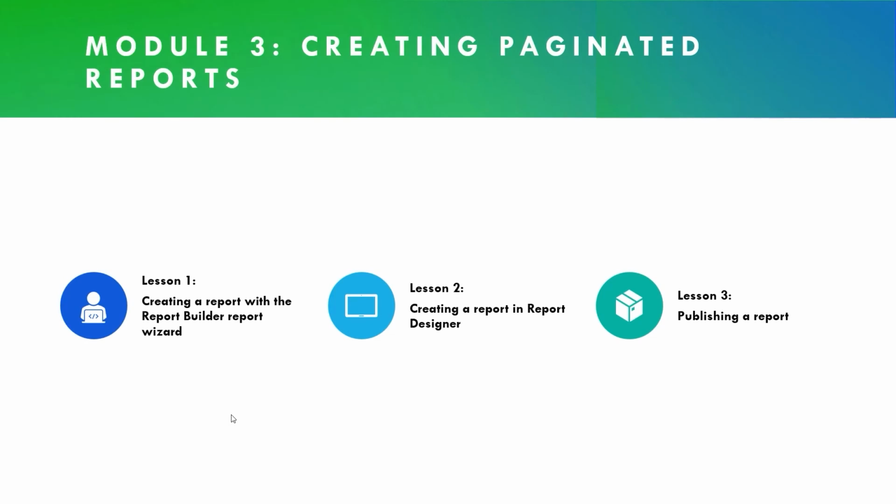Now we get to start creating paginated reports in Module 3. There are 3 lessons in this module. In the first lesson, we'll create a report with the Report Builder report wizard. Second lesson, we're going to create a report in Report Designer via Visual Studio. And in lesson 3, we will be going over publishing reports.